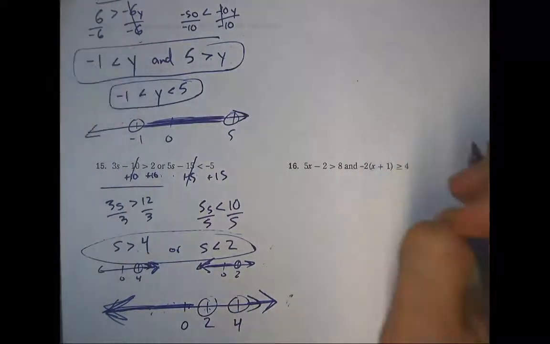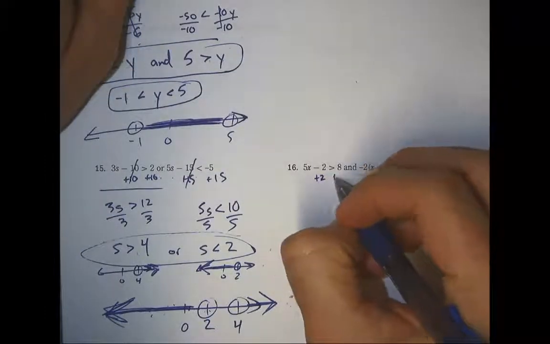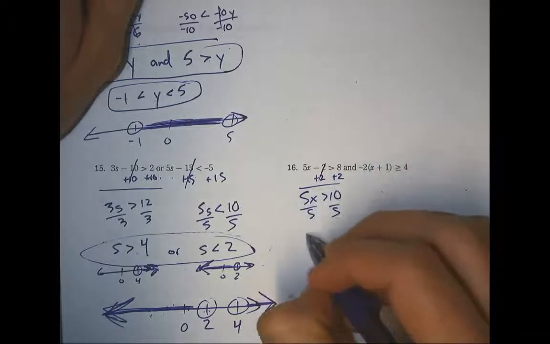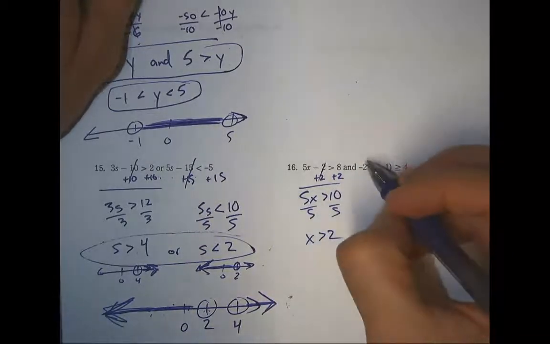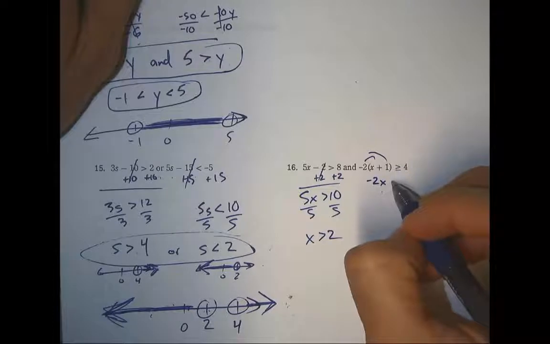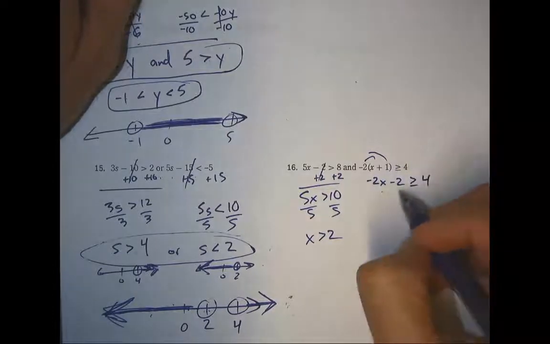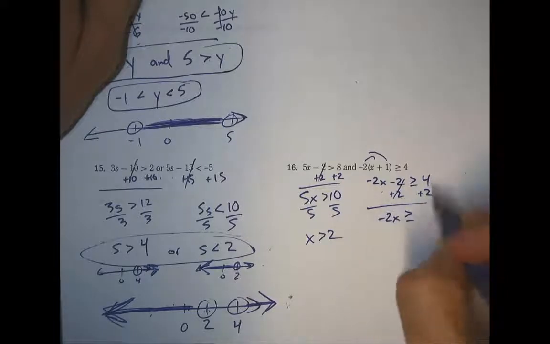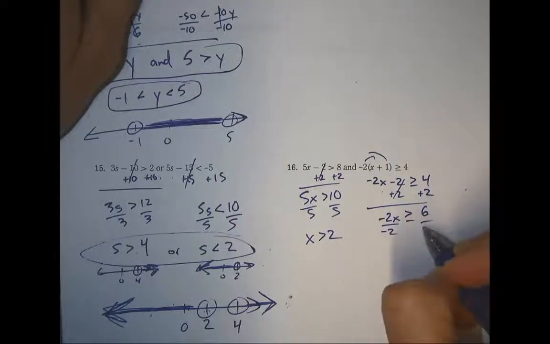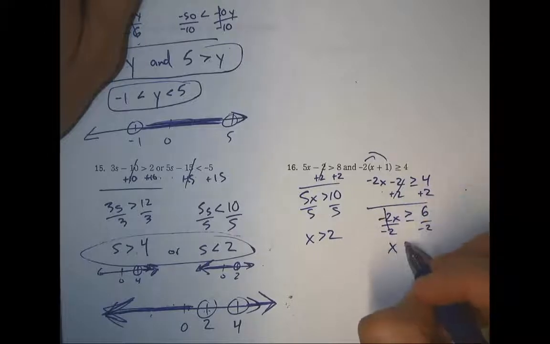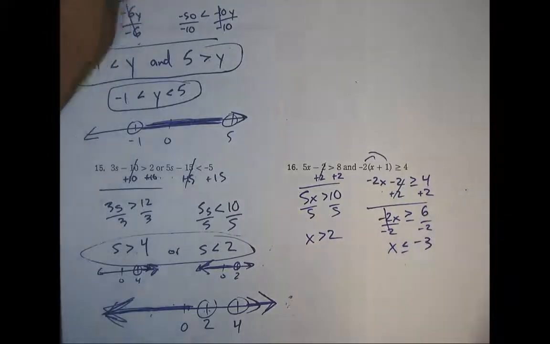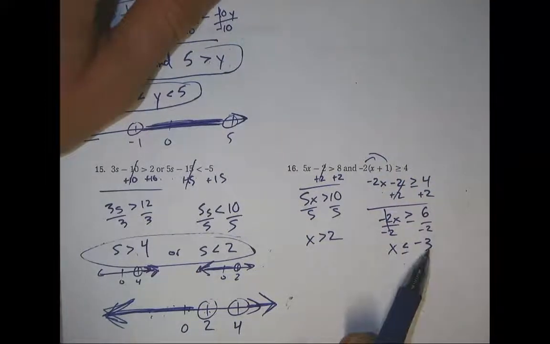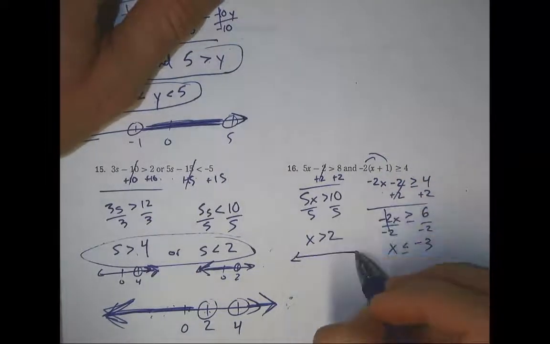All right, this one is an and. Let's solve it. X is greater than 2. We got to distribute here. And add 2. Divide by a negative, so we have to flip. Flip it. Negative 3. Now this is an and statement. Both have to be true. So x is less than negative 3. X is greater than 2.